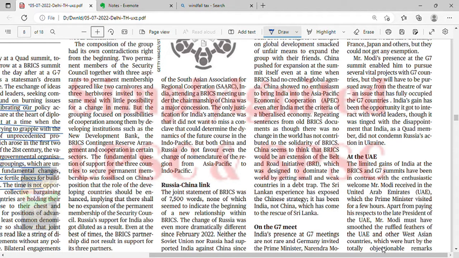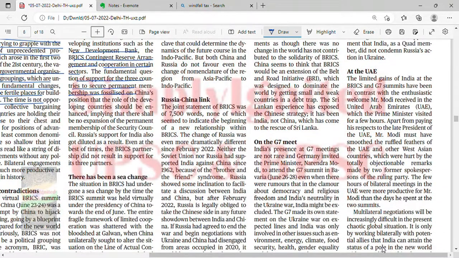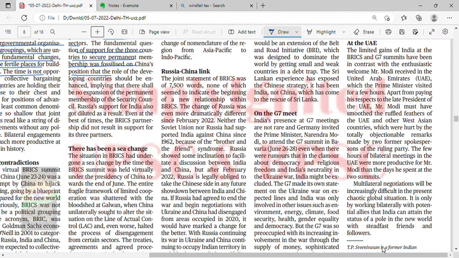But the grouping focused on the possibility of cooperation among them by developing institutions such as the NDB, the BRICS Contingent Reserve Arrangement and cooperation in certain sectors. The fundamental question of support for the three countries to secure permanent membership fossilized on China's position that the role of developing countries should be enhanced, implying that there shall be no expansion of permanent membership of the Security Council. Russia's support for India also got diluted as a result. Even at the best of times, the BRICS partnership did not result in support for the three partners. There has been a sea change.